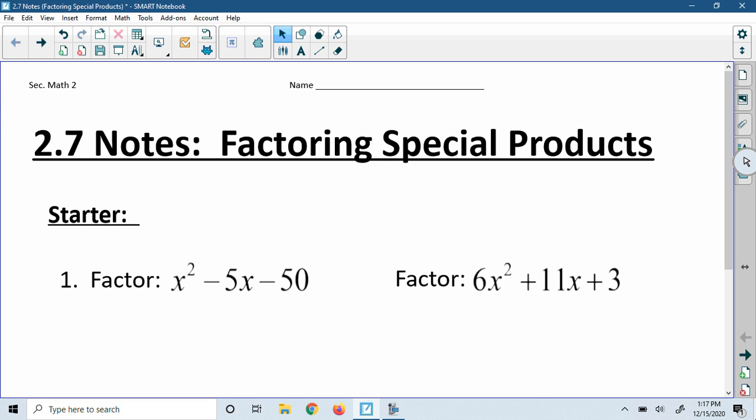We're on 2.7 today, factoring special products.